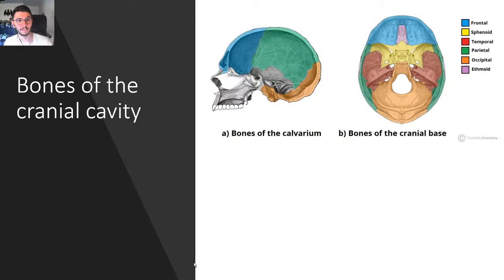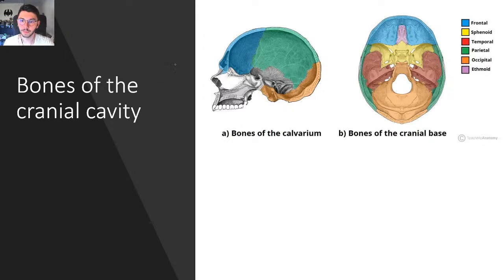Moving onwards. So we're going to go back to the bones of the cranial cavity. This picture is from Teach Me Anatomy, very good website. And so we have the calvarium, which is sort of the top here. And then we have the cranial base. So those are two different parts of the bone. So this is where the brain sits, right? The calvarium, the cranial part. And this is where you would have your mandible, your sinuses, all the other things.